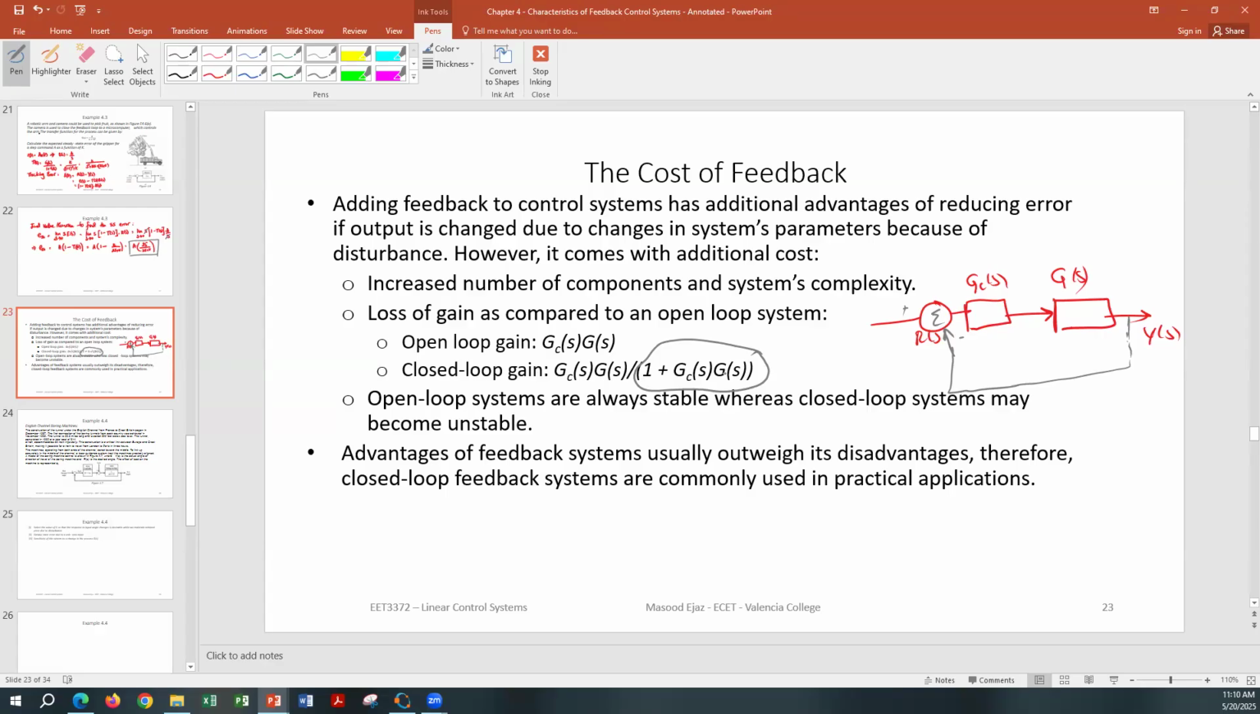That's one disadvantage, not a big disadvantage, but still. Open loop systems are always stable, whereas closed loop systems may become unstable. That's perhaps one of the biggest disadvantages. When you're designing as an engineer a closed loop system, and we're going to discuss the stability of the systems, if you're designing an open loop system, it can never become unstable, and you will see why. But if you're designing a closed loop system, then your system can become unstable, marginally stable, or stable. You have 3 types of stability associated with closed loop systems.